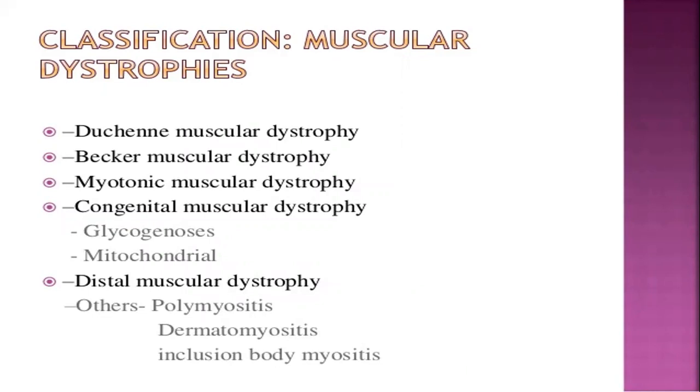Muscular dystrophies are classified as Duchenne muscular dystrophy, which is congenital, Becker's, again a congenital one, myotonic muscular dystrophy, congenital muscular dystrophy, glycogenosis, mitochondrial damages at the genetic level, distal muscular dystrophy. Then, polymyositis, dermatomyositis and inclusion body myositis are acquired ones, these are not congenital. The upper ones were congenital ones.